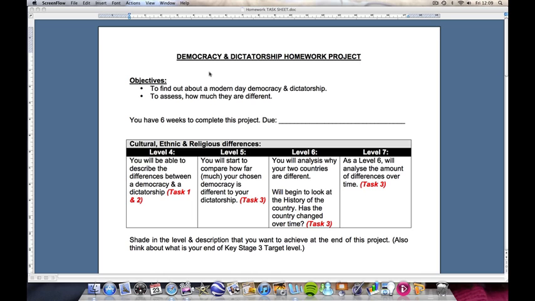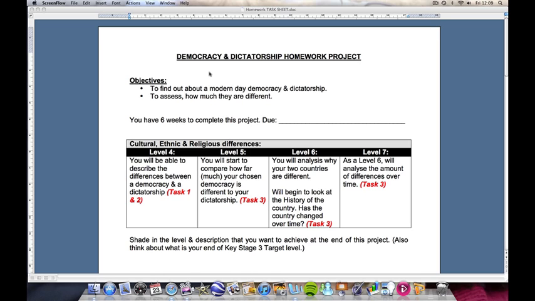The skill that's being assessed in this particular task is the cultural, ethnic and religious differences skill that we have in history. We know the mark scheme from level 4 through to level 7. Now that should cover almost every student's target grade for their end of Key Stage 3 national curriculum levels. And as you look at those four different level descriptors, you'll see how the level of difficulty and complexity increases as you work through this project.